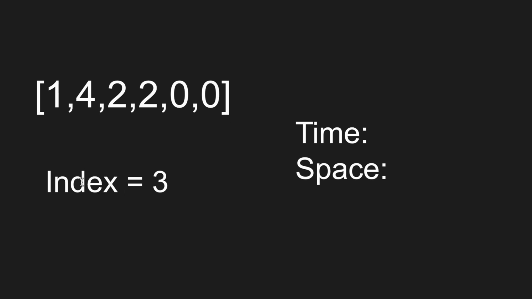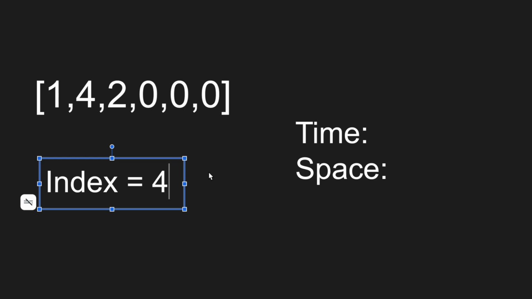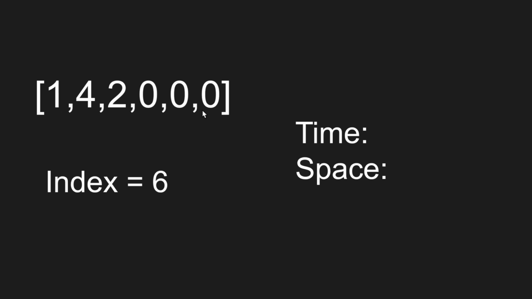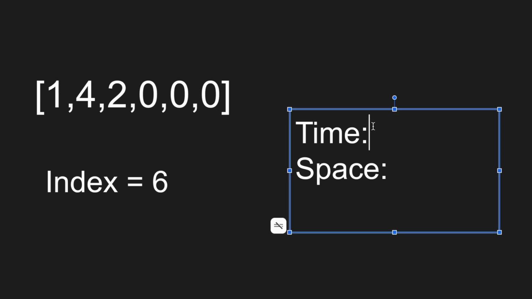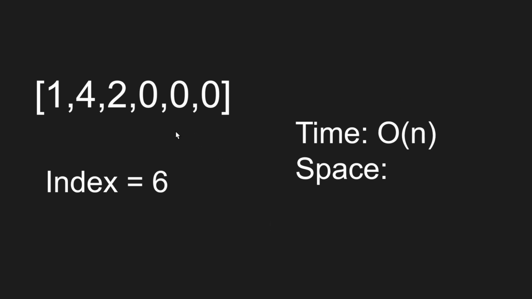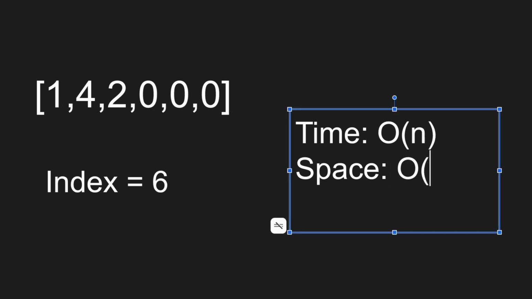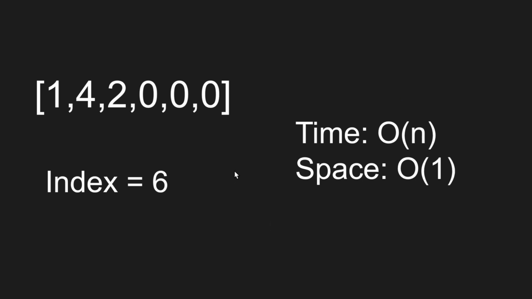So now we need to continue incrementing index and setting every position to 0 along the way. So index 3, change to 0. Index 4, change to 0. Index 5, change to 0, increment index again, but now it's the length of the array, so we can stop there. And the time complexity would be O of n, where n is the number of elements in the array, because we need to iterate through this entire array. And the space complexity would be O of 1, because we are not using any extra space.